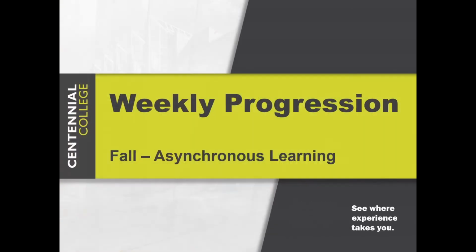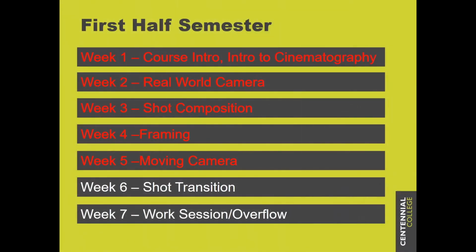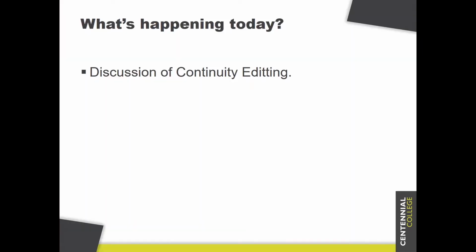But for now, guys, let's take a look at what we've already done as far as the academics are concerned. We've covered the course intro and an introduction to cinematography. We've talked about the real-world camera, shot composition, framing, and the moving camera. This week, we started with the idea of shot transitions. And we're going to continue today with the idea of continuity editing. All right, let's get started.